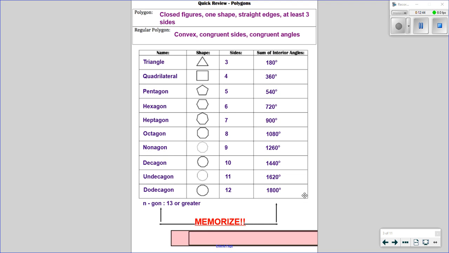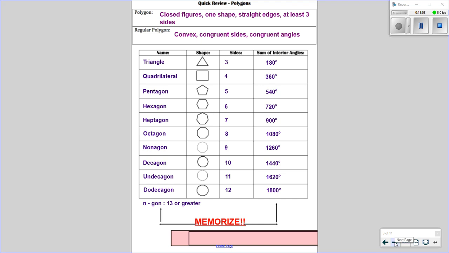We learned about the different types of polygons. And with regular polygons, we know that they have to have congruent sides, congruent angles, and it's convex. If you forgot what convex means, it means all the angles are pointing out. There's none that are going in. So if you look at all the shapes that you see in the chart, the angles are pointing out.